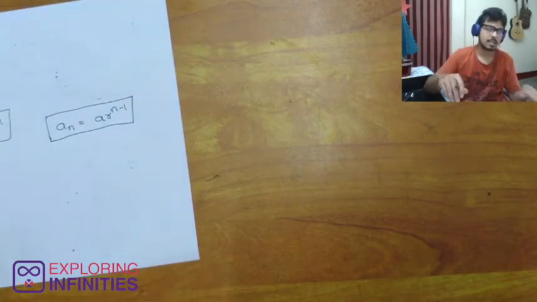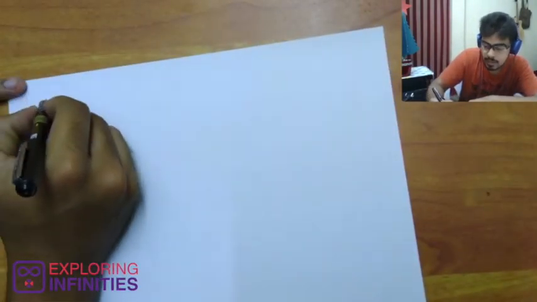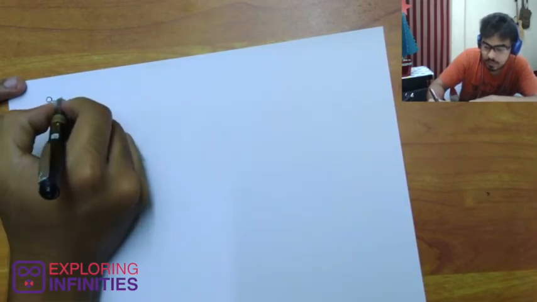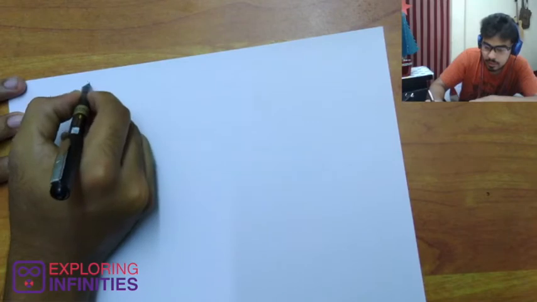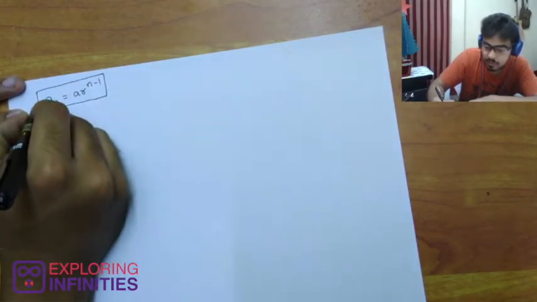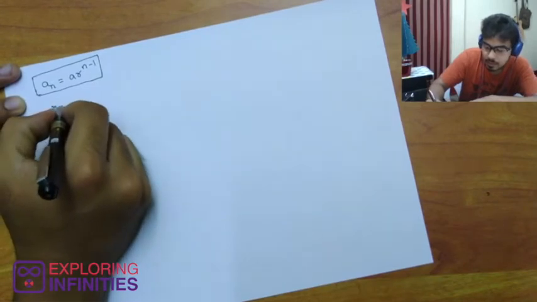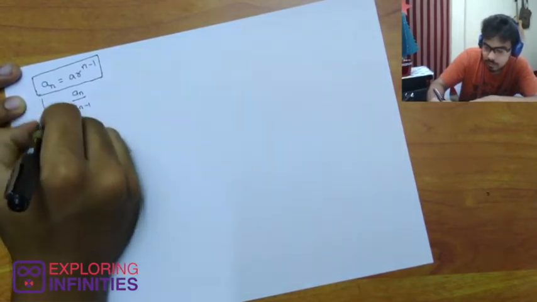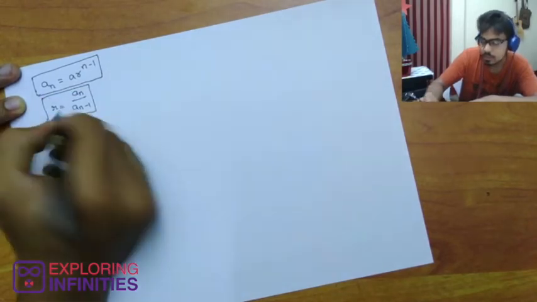Let's solve some examples. Let's take some random values and let's solve 2-3 examples so that we can be perfect about this topic. What is the formula we found? An is equal to AR^(n-1). And what is the other formula we know? R is equal to An by An minus 1. Cool. Let's use these two and do some examples.